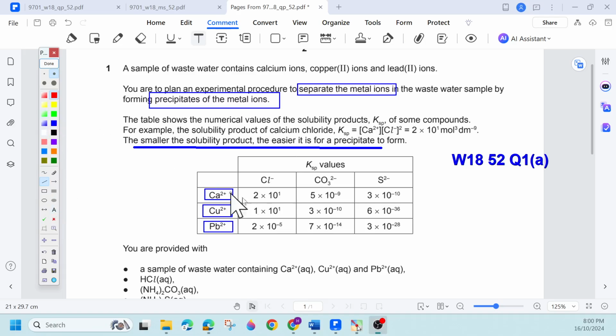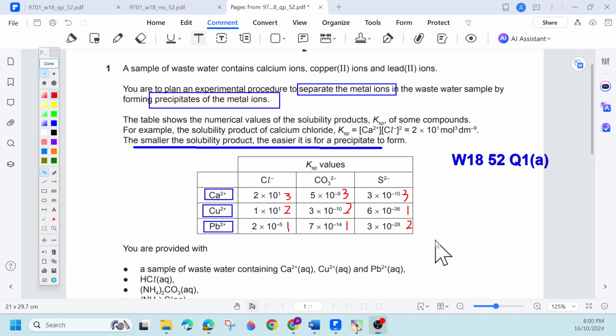Let's rank them. For the first one, the smallest is right here, number 1, followed by here, number 2, number 3. So if there's a chloride anion, lead will be the first one to precipitate out, followed by copper, followed by calcium. In this particular case, for carbonate, it will be 1, 2, and 3. And for sulfide, it will be 1, 2, and 3.